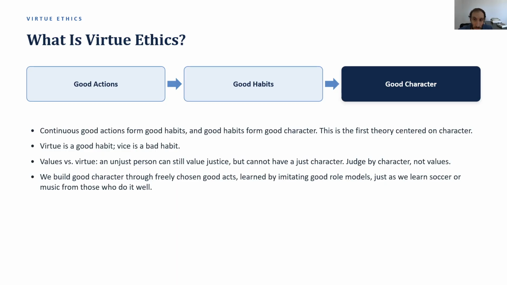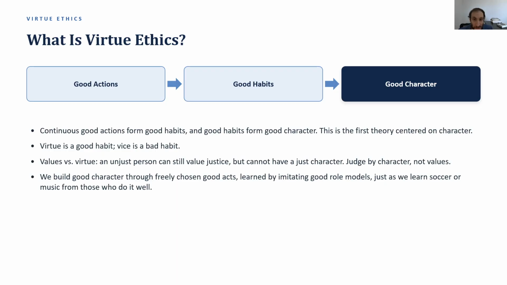So if we want to know whether we are good people, or whether somebody else is a good person, we should not look to our own values or to that person's values only. Under virtue ethics, we should look to the person's character, or we should look to our own character. Now, if virtue ethics is concerned with character, and good character is formed by good habits, and good habits are formed by continuous, deliberate, good actions, then we have to ask ourselves, how do we know what counts as a good act? What makes a good act good?